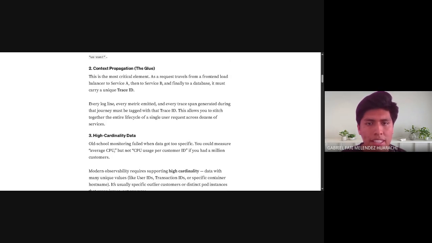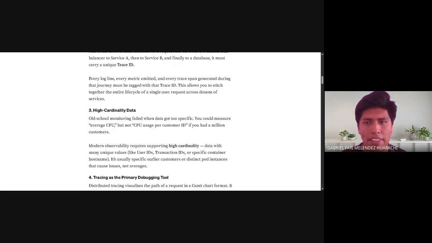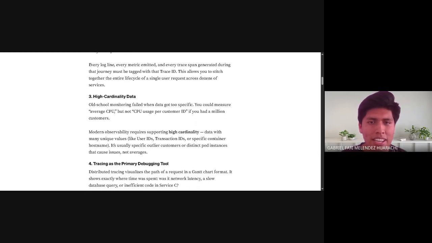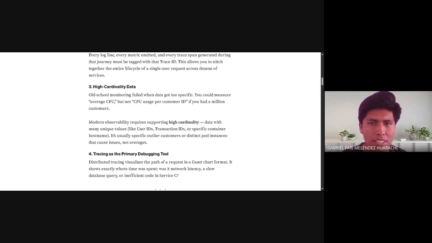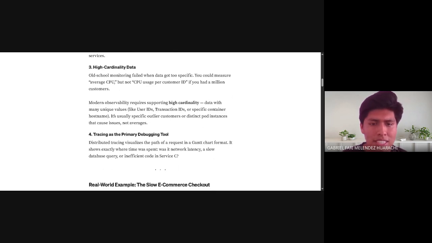things like that. Context propagation, the glue. This is the most critical element as a request travels from a front-end load balancer to service A, then to service B, and finally to a database. It must carry a unique trace ID. Every log line, every metric emitted, and every trace span generated during that journey must be tagged with the trace ID. This allows you to stitch together the entire life cycle of a single user request across thousands of services.